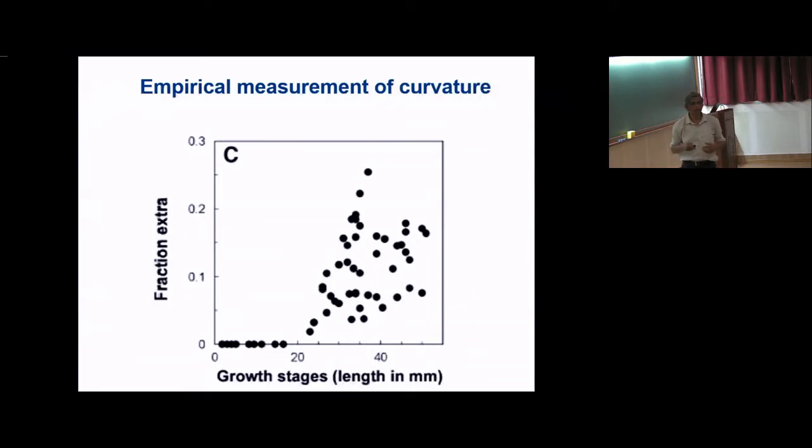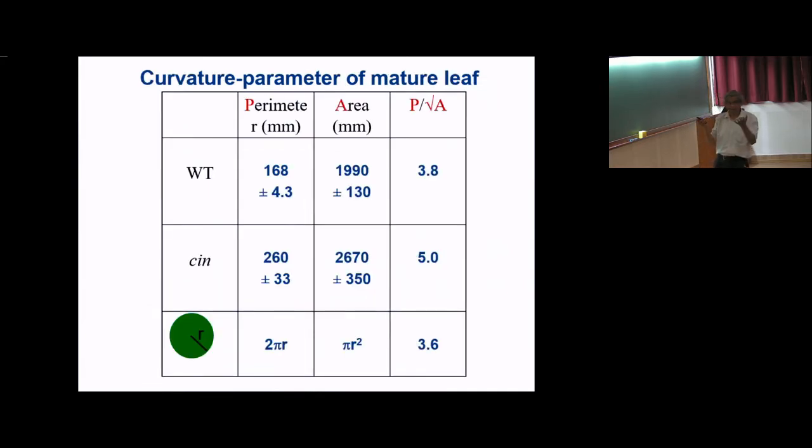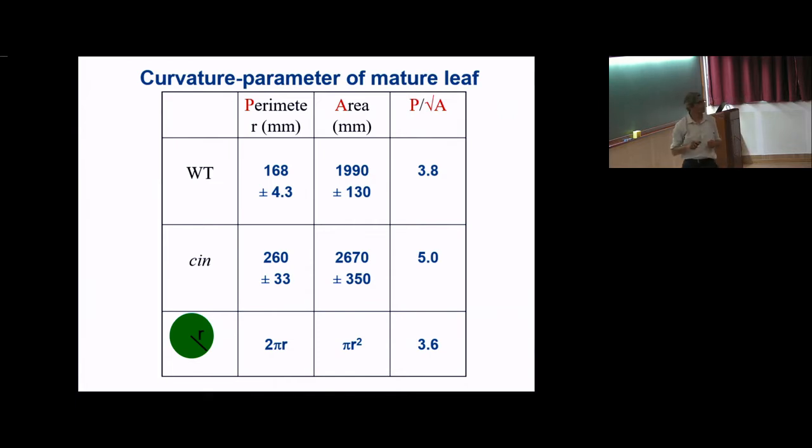You see that some fraction is extra towards the periphery. So that actually indicates that you have excess area which is going into the z-axis, which is an indication of negative Gaussian curvature. So if you actually measure them, the P by square root A, the wild type has some value, this has some value, but this P by square root A is 3.8. Of course, it deviates from 3.6 because the shape is elliptical and it's dependent on the shape as well. But the mutant, which is circular as we have seen, if you measure the P by square root A, it is more than 3.6.